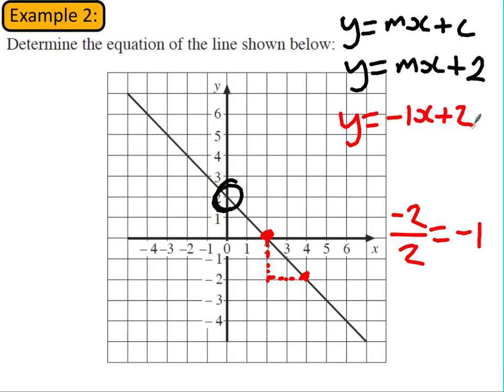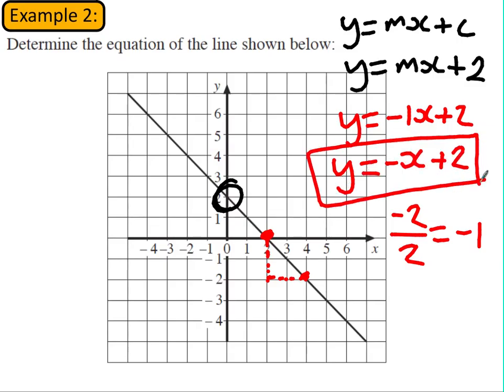We want to make sure we write in the correct notation, so our answer is y equals minus x plus 2. That's the correct answer, and that's all you need to be able to access the next piece of work.